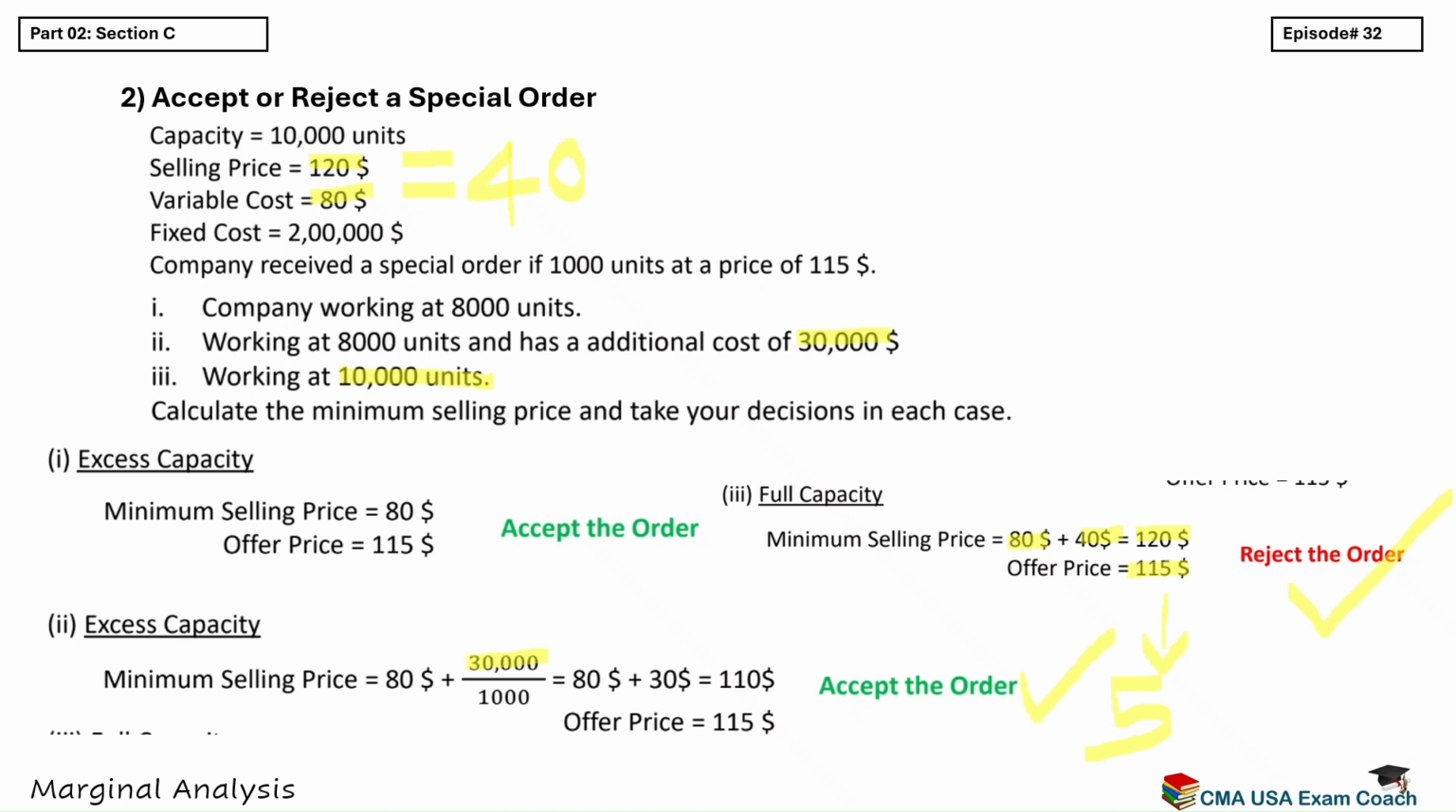To summarize, in the first case, the company should accept the order because it has excess capacity and the offer price is profitable. In the second case, even with the additional cost, the special order still provides a net profit, so it should be accepted. But in the third case, since the company is already at full capacity and would lose profit from regular sales, the order should be rejected. This example clearly shows how the capacity situation and additional costs impact special order decisions. In the next slide, we'll go through a quick summary of these decision rules.